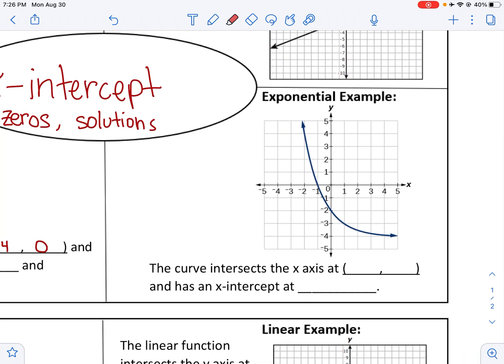Looking at the exponential function, we have our x-axis right here, and it is crossing the x-axis right here at -1. So the curve intersects the x-axis at (-1, 0), and it has an x-intercept at -1.